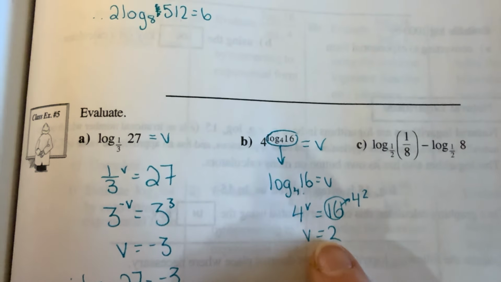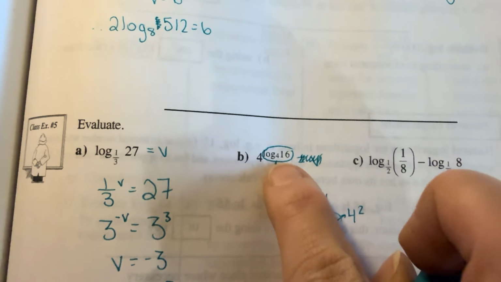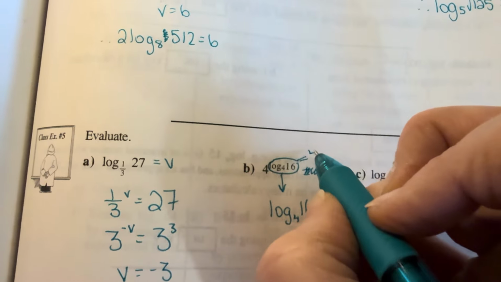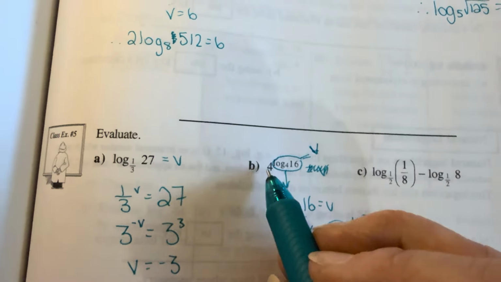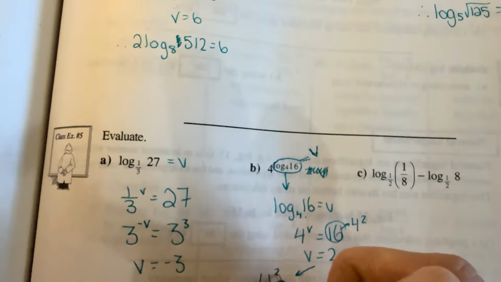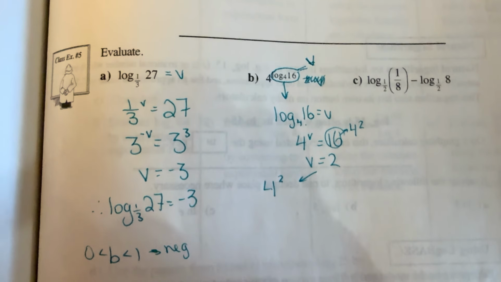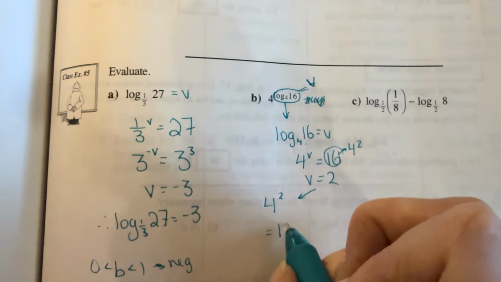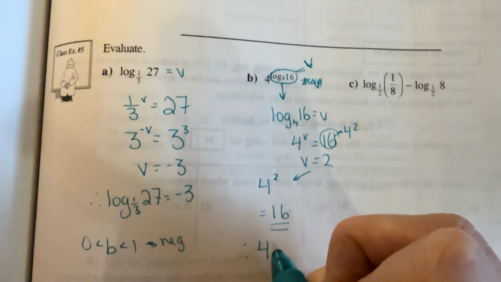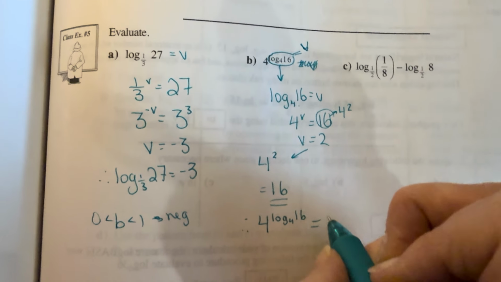So then I can write this right here. That's going to be my v. Okay, that's equal to v. So then I'm going to write 4 to the power of 2. Oops, sorry, move the camera there. 4 to the power of 2, which is equal to 16. So therefore, 4 raised to the power of log base 4 of 16 is equal to 16.